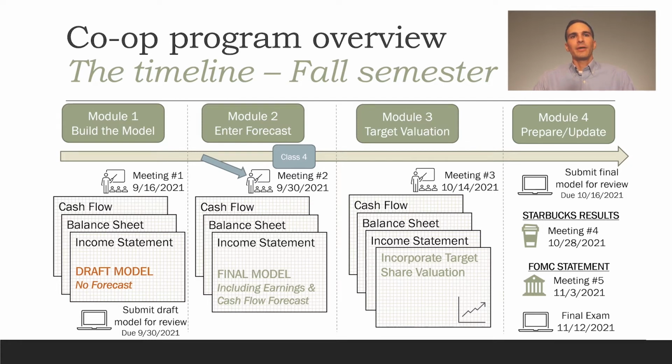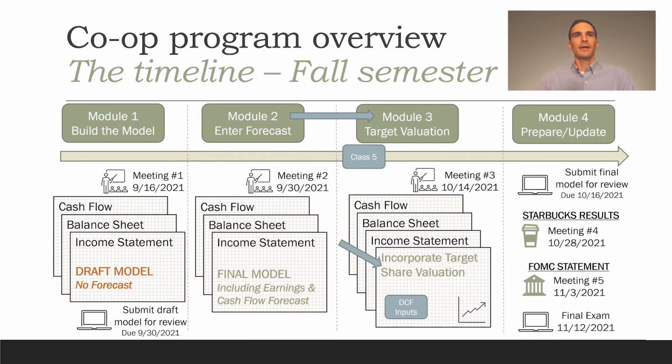Then after meeting number 2, we're going to move into Module 3. Module 3 is all about setting a target valuation for Starbucks. So the first part of that is to go through the discounted cash flow valuation inputs. What we'll do at this point is I'll show you how to use the equity risk premium model to come up with a required return on equity.